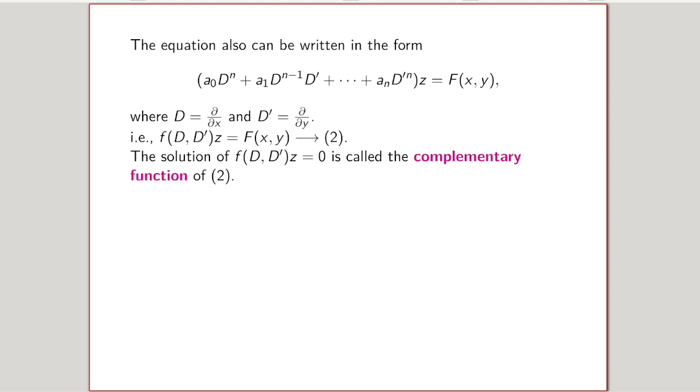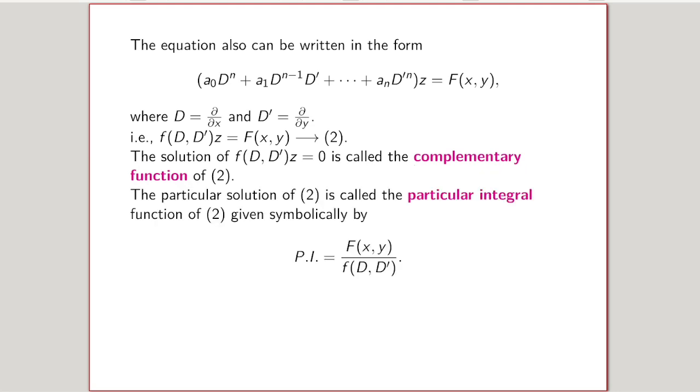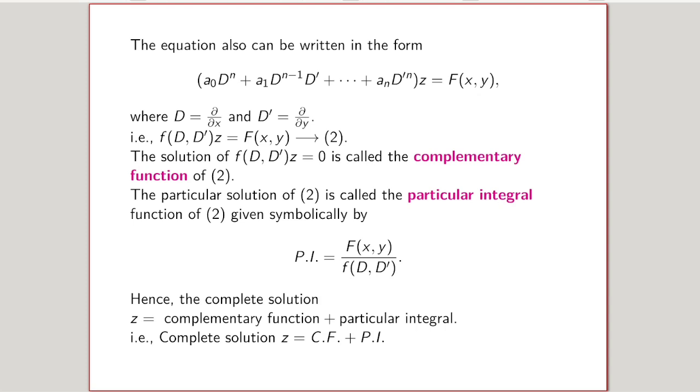Now if we take the left hand side alone and find the solution, that solution is called the complementary function of the given equation. And finding the solution when the right hand side is not equal to 0 is called the particular integral. The general form to find the particular integral is PI, that is, the right hand side divided by the function f of D comma D dash. And always we have to write a complete solution for a given equation. This part is important. The complete solution can be written as CF, the complementary function, plus PI, the particular integral.